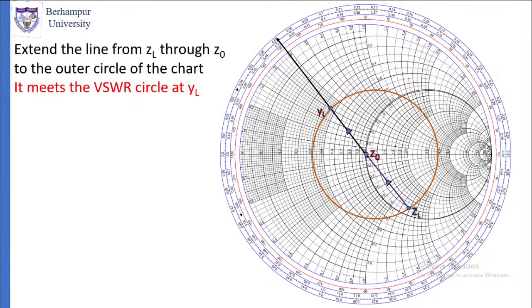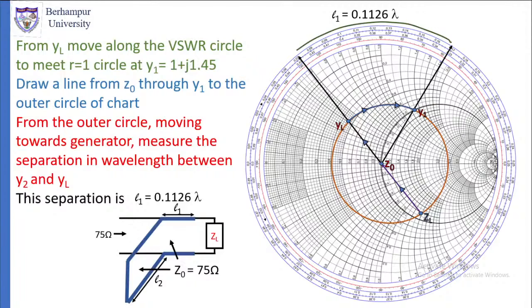So find out what is YL. Once you do that, you will find out what is YL. From YL, move along the constant VSWR circle to meet R is equal to 1 circle at Y1. So that Y1, read the value of Y1, that will be equal to 1 plus J 1.45. Then draw a line from the center, from Z0 to Y1 to the outer circle of the chart.